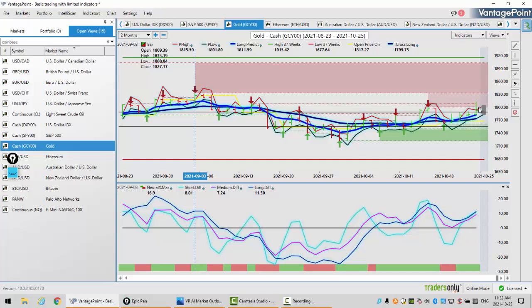So what we would be looking for here this coming week is watching the neural index very closely going from green to red down here, and the predicted differences starting to roll over, or a breach of the long predicted or the T-cross long at 1781 and 1772 respectively.